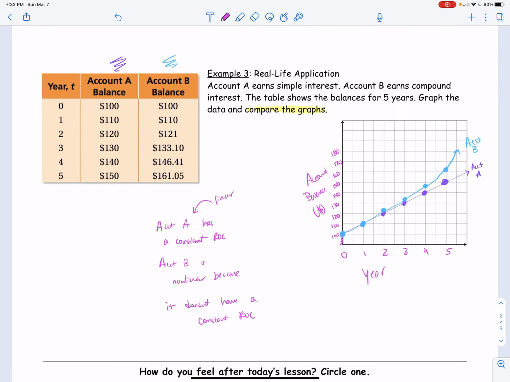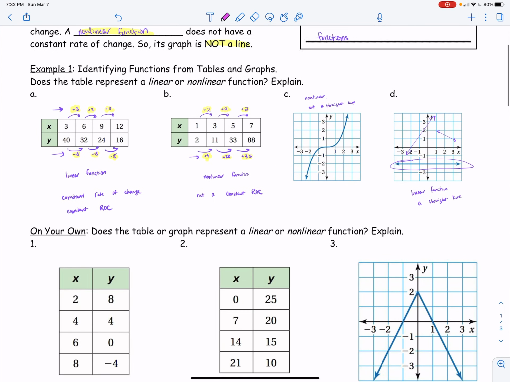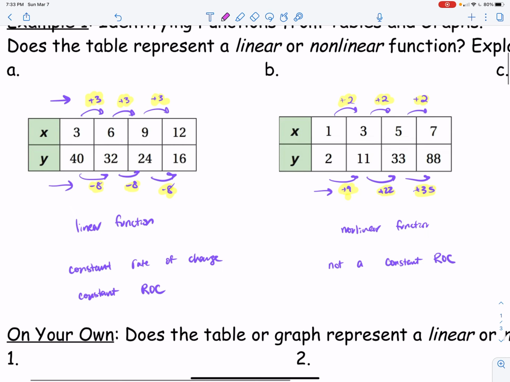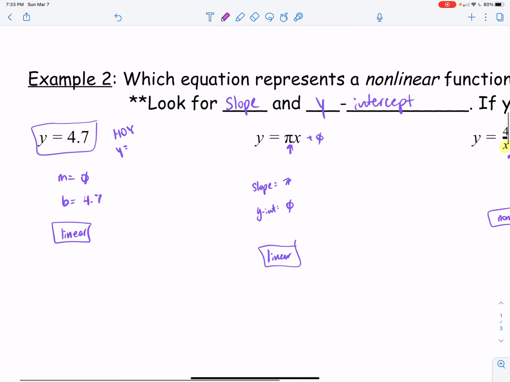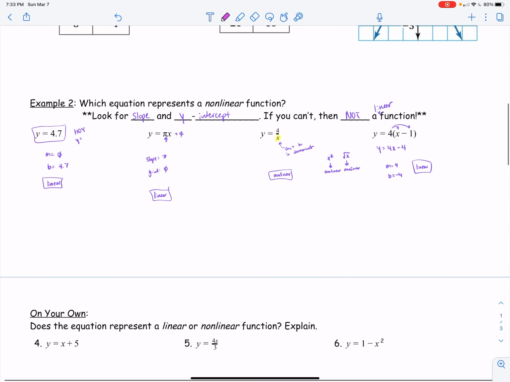All right, so today we learned to tell if it's a linear or non-linear function from a table. We learned how to tell it from a graph. And we learned how to tell it just by looking at an equation. So hopefully today's lesson is not too difficult.